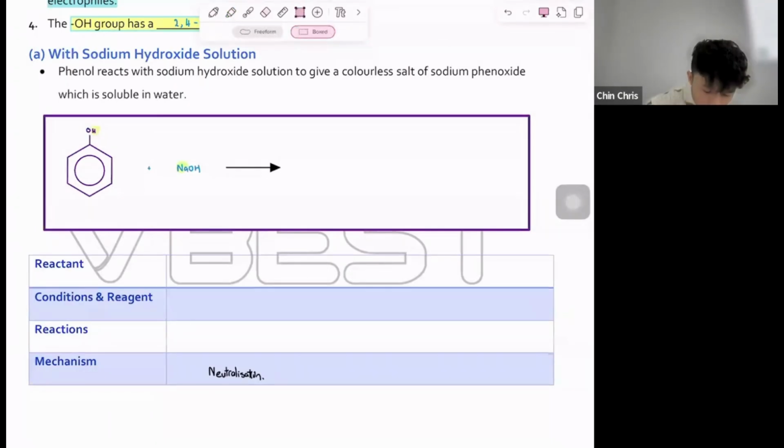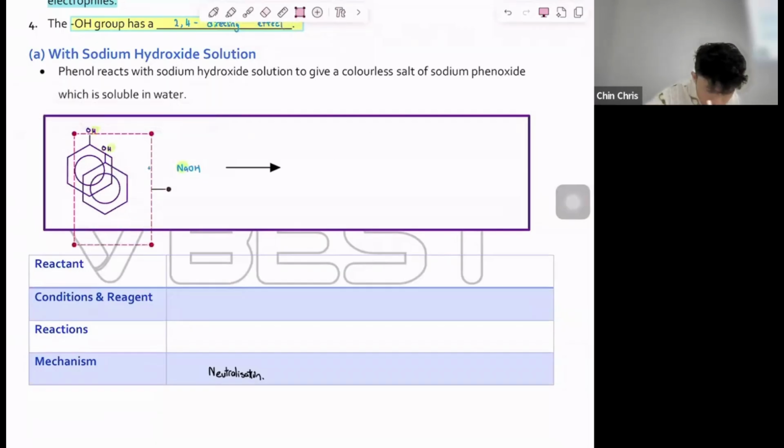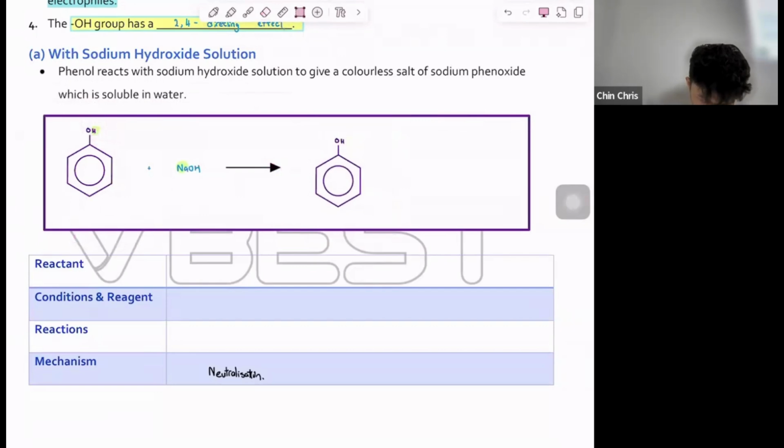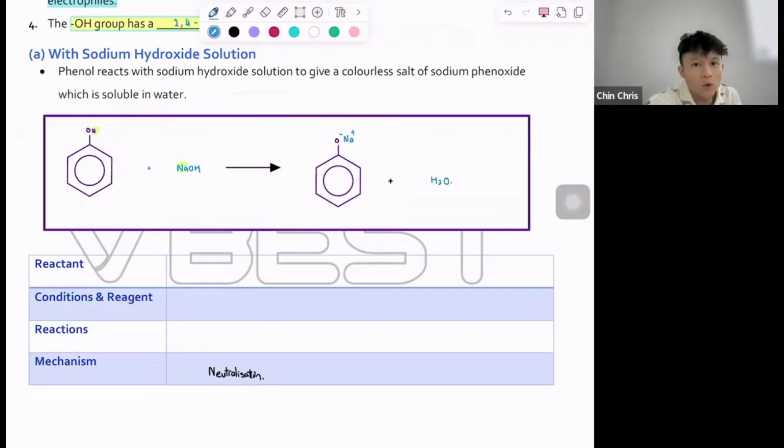Okay. So, this thing turns into ONa and H2O. To balance the equation, you have two. No, it's already balanced. Understand? So, guys, the salt formed has a name given. We call it sodium phenoxide.